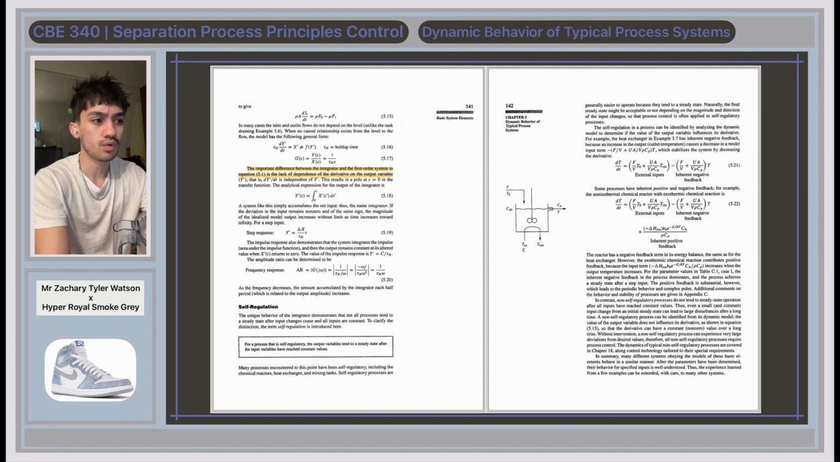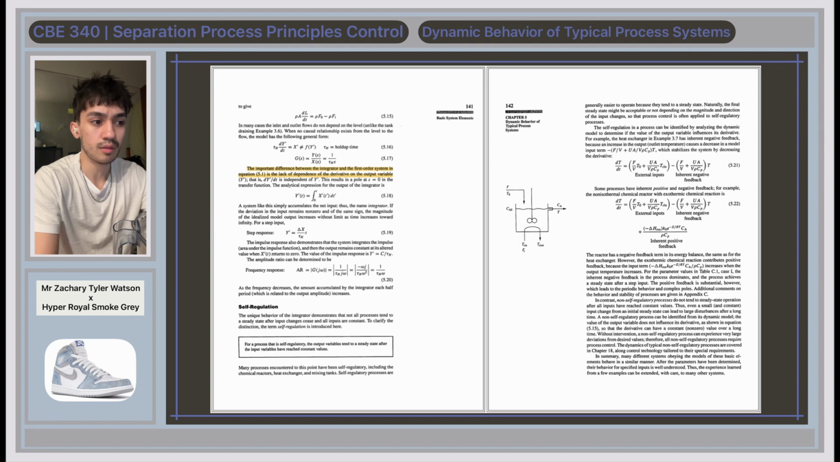In contrast, non-self-regulatory processes do not tend to steady state operation after all inputs have reached constant values. Thus, even a small and constant input change from the initial steady state can lead to large disturbances after a long time. A non-self-regulatory process can be identified from its dynamic model. The value of the output variable does not influence its derivative, as shown in equation 5.15. Equation 5.15 is under the section on the integrator, and now we are in the section on self-regulation. So the derivative can have a constant, non-zero value over a long time. Without intervention, a non-self-regulatory process can experience very large deviations from desired values. Therefore, all non-self-regulatory processes require process control. The dynamics of typical non-self-regulatory processes are covered in chapter 18, along with control technology tailored to their special requirements.